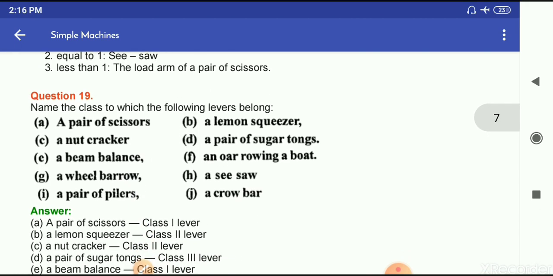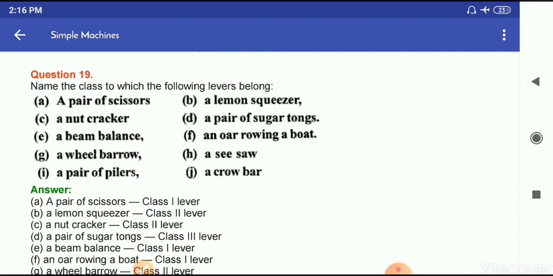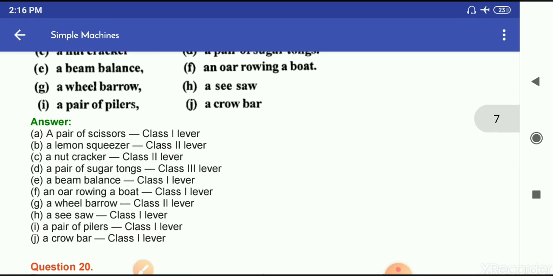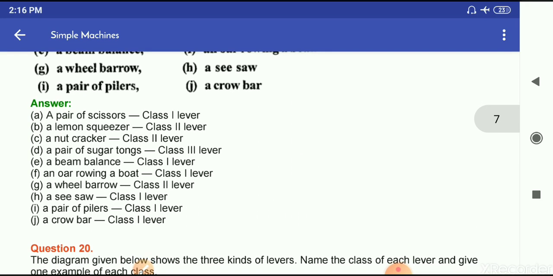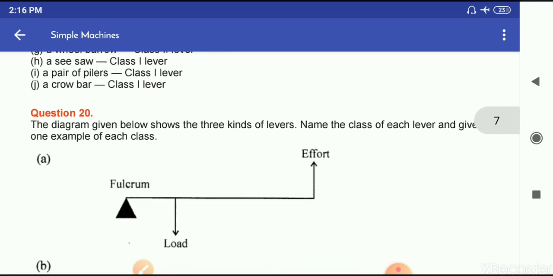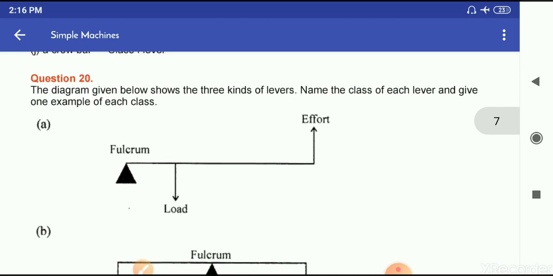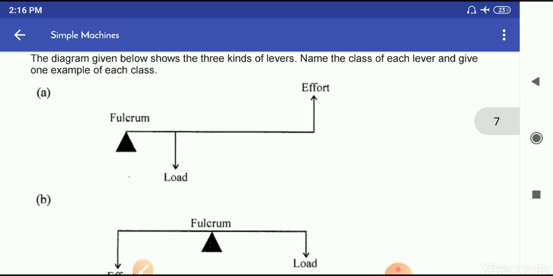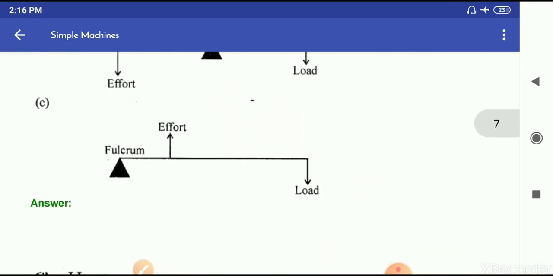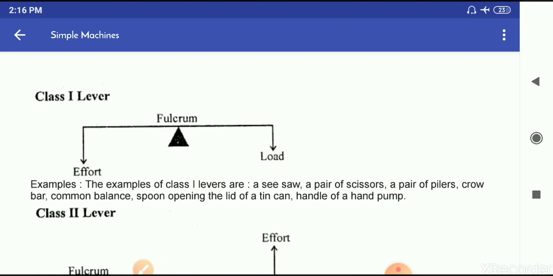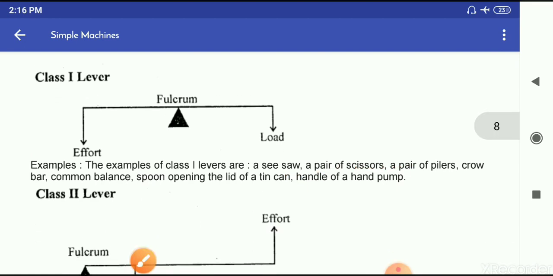Now question number 19, name the class to which the following levers belong. So these are the class to which all these levers belong. You can write from here. Now question number 20, the diagram given below shows the three kinds of levers. Name the class of each lever and give one example of each class. So these are the diagrams of the levers. First one is of class 1 lever because fulcrum is in between. Examples, the class 1 levers are seesaw, pair of scissors.